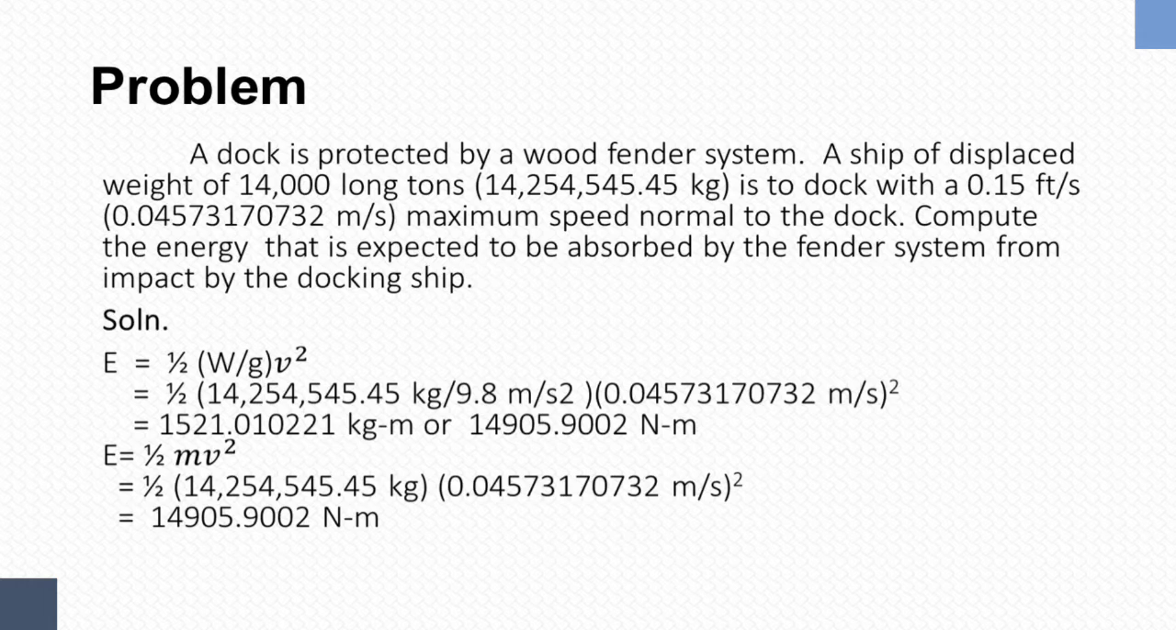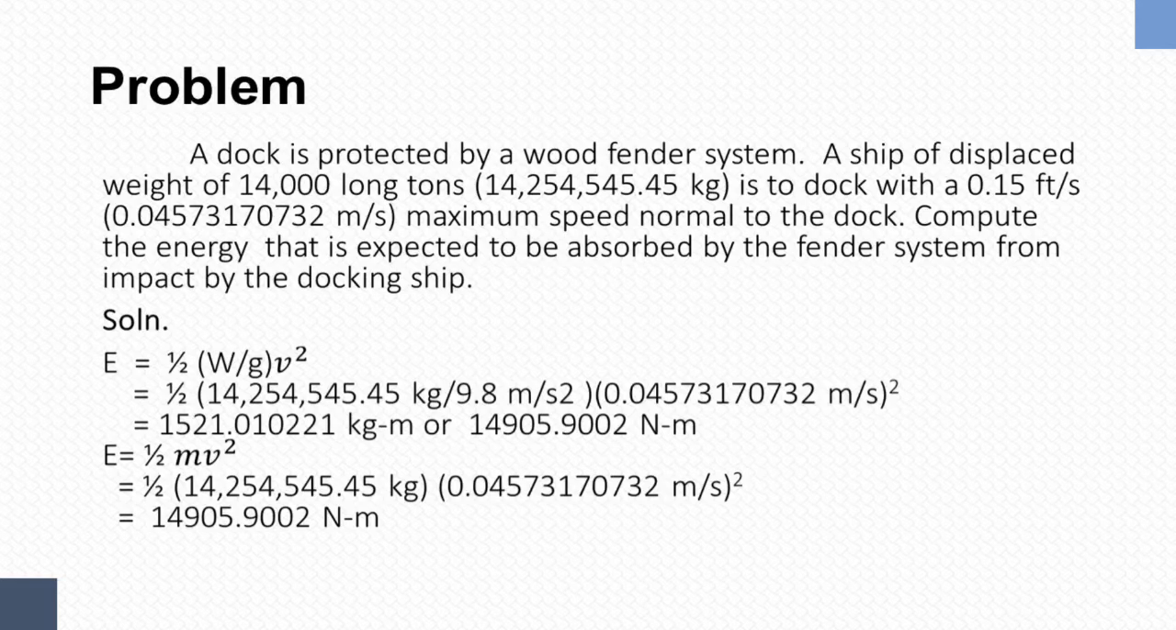Problem. A dock is protected by a wood fender system. A ship of displaced weight of 14,000 long tons, which is 14,254,545.45 kilograms, is to dock with a speed of 0.15 feet per second, the maximum speed normal to the dock. Compute the energy that is expected to be absorbed by the fender system from impact by the docking ship.